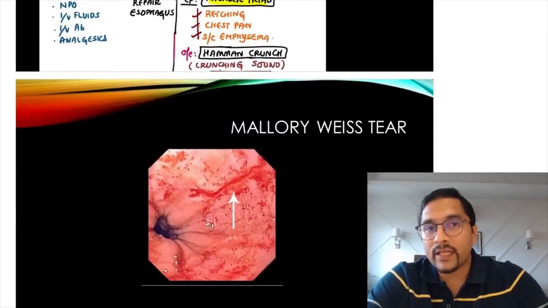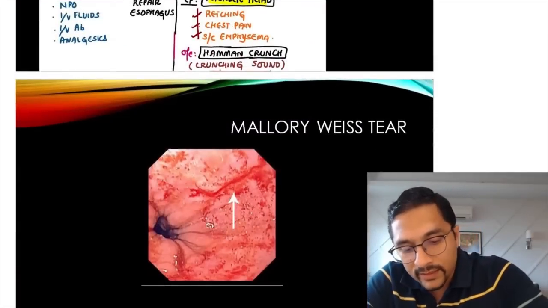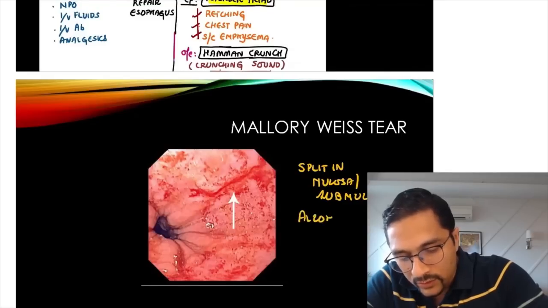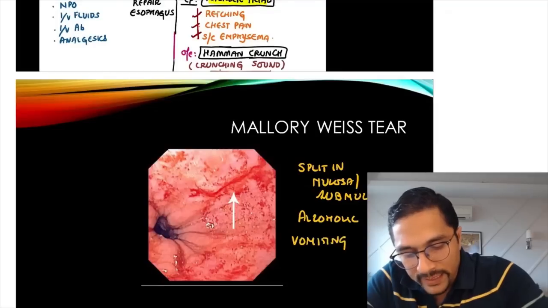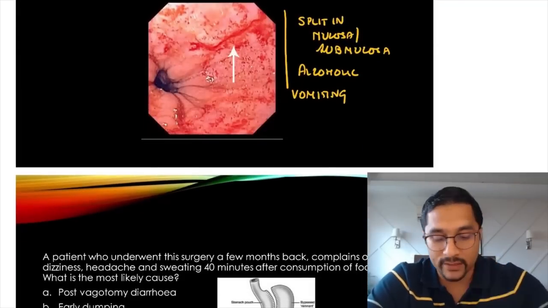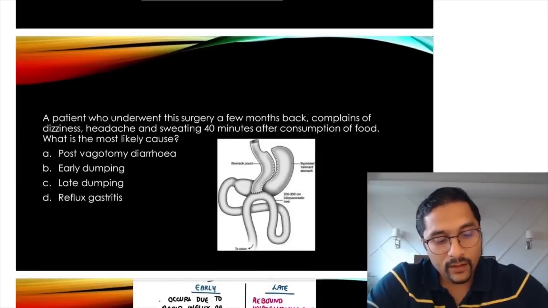This is a Mallory-Weiss tear. A Mallory-Weiss tear, I told you, is a split in the mucosa and sometimes the submucosa. This is common in alcoholic patients after vomiting. And usually the bleeding is self-limiting in Mallory-Weiss tears.